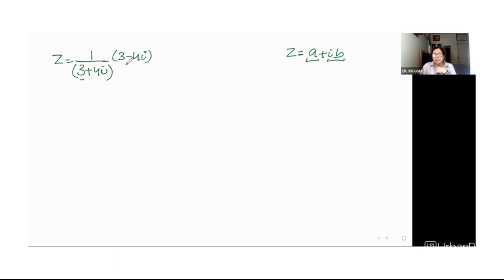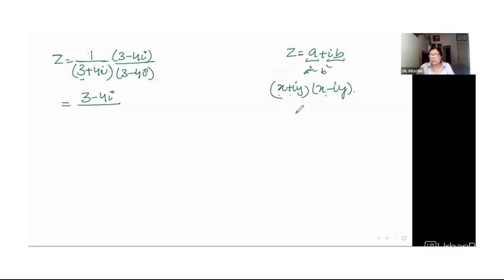The conjugate of 3 plus 4 iota is 3 minus 4 iota, right? So now we solve it further. In the numerator, we have only 1 times, so this becomes 3 minus 4 iota. In the denominator, what is the purpose of getting the conjugate? Whether it was irrational numbers or a complex number, taking the conjugate means you are using x plus iy, x minus iy. This is a plus b, a minus b. We can use the identity a square minus b square.